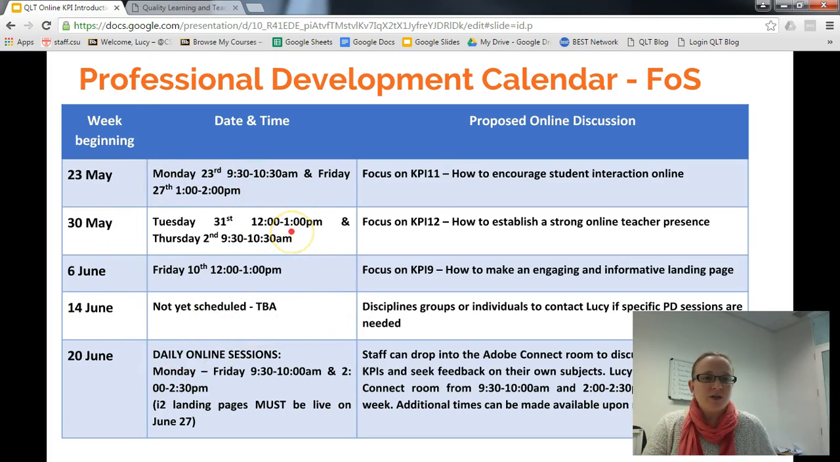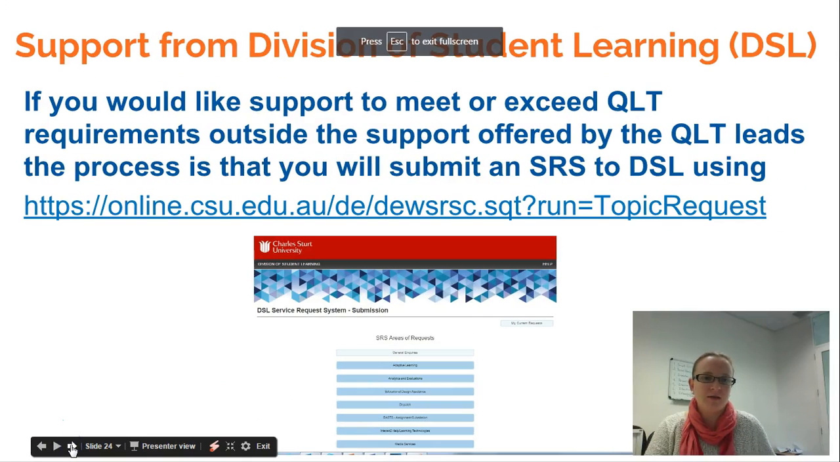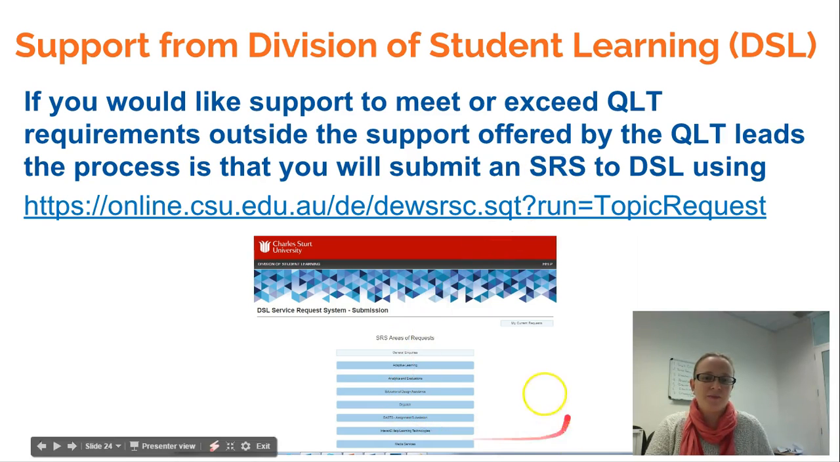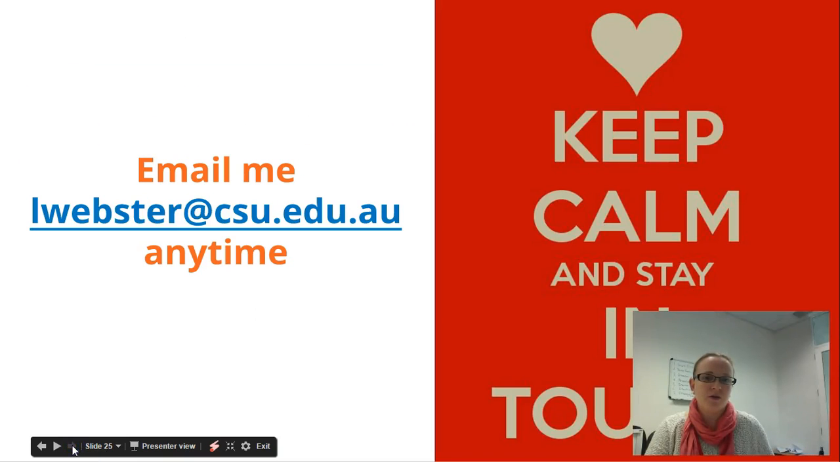I won't spend too much time talking about this, but there will be professional development opportunities over the coming weeks that you might like to attend. Aside from myself, the Division of Student Learning or the Educational Design or Educational Support staff can also provide assistance. The new process for getting educational design or support assistance is through this SRS, which just stands for Service Request System. And if you log a job through there, then an educational designer will get in touch with you.